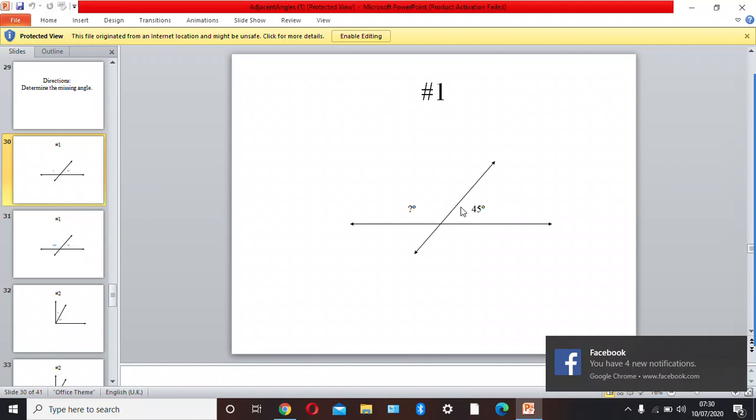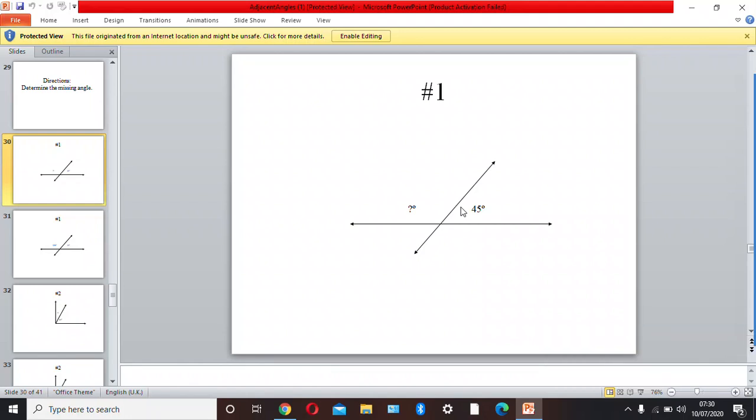It's your time now to do your own questions. So you have this. What will be the answer here? If you know that these angles are adjacent angles, they are supposed to add up to what? 180 degrees, and you have 45 here. What should that side be? You will just take 180 degrees take away 45, which gives you the answer here, which is 135. Did you see that?